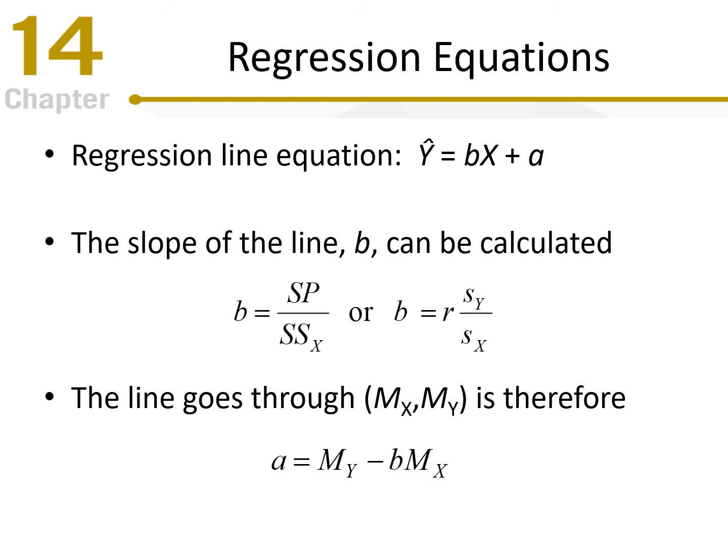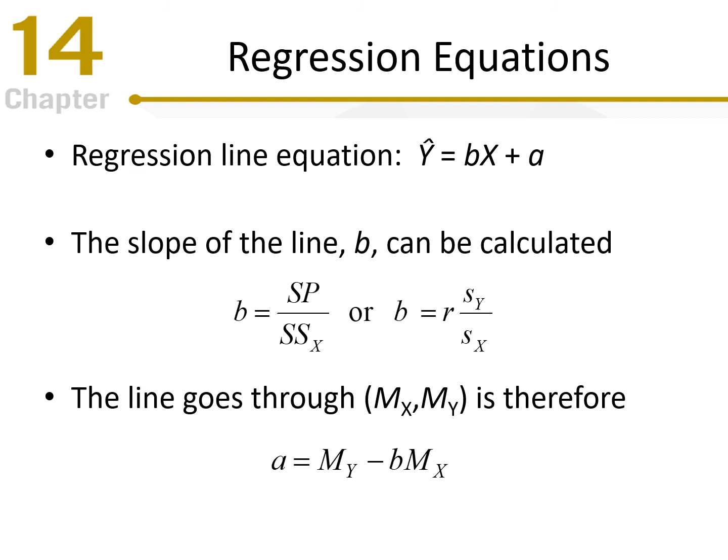So our regression equation is y hat equals bx plus a. The slope of the line can be calculated with the following formula. The slope b equals the sum of the products of the deviations, or SP. So SP, remember from the correlation, is the numerator. So the sum of the product of the deviations divided by the sum of squares of x. X is the predictor, so x is predicting y. So you always have to have sum of squares of x in the denominator.